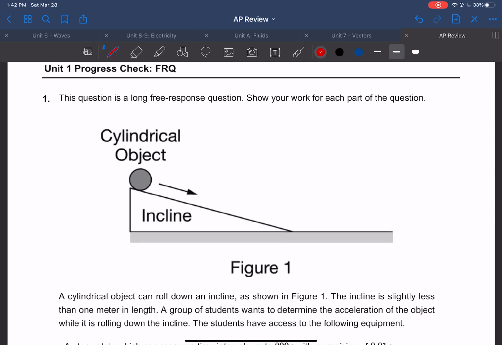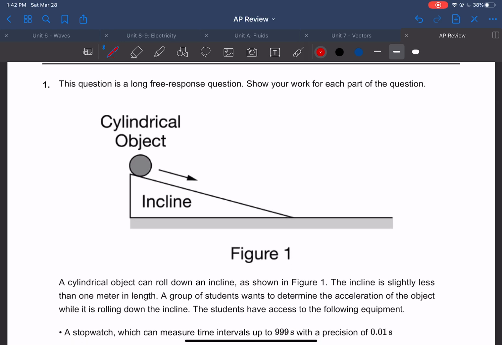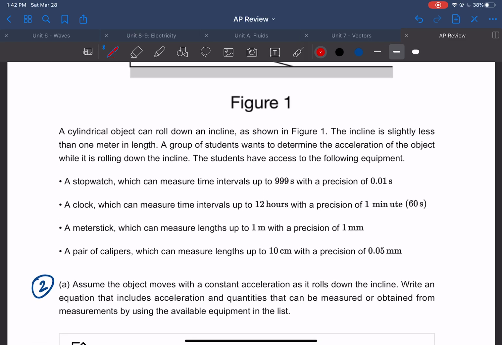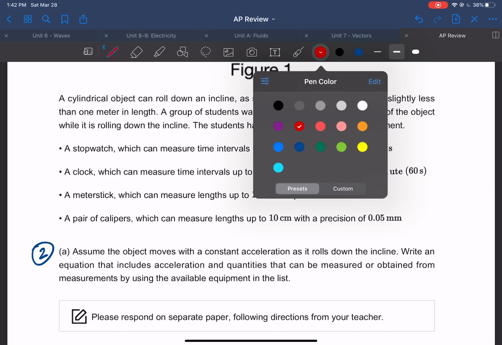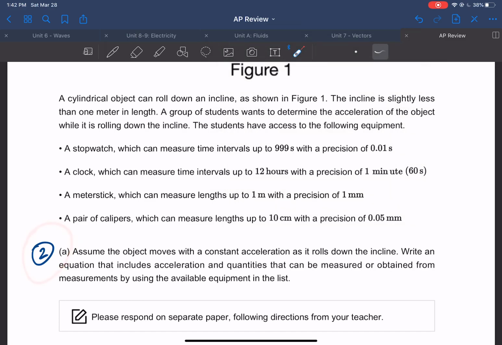All right, so this first problem is actually an experimental design question. You're asked to think about an object rolling down an incline, and you're asked to set up and describe an experiment that you could use to determine the acceleration of this object as it's rolling down the incline. One of the first things I want to point out is that these numbers circled in blue down here indicate how many points each part of the question was worth.